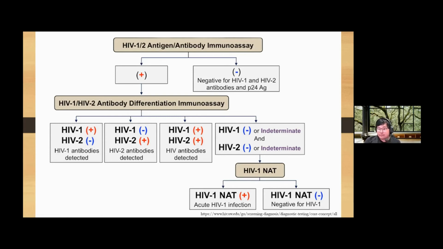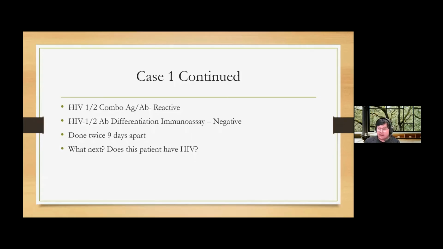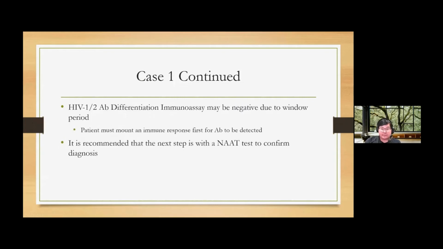So let's take a look back at our cases now that we've talked about them. The HIV 1-2 combo, the 4th gen test, was reactive, and then the differentiation immunoassay was negative, and they were done twice, 9 days apart. So what do we do next? Does this patient have HIV?